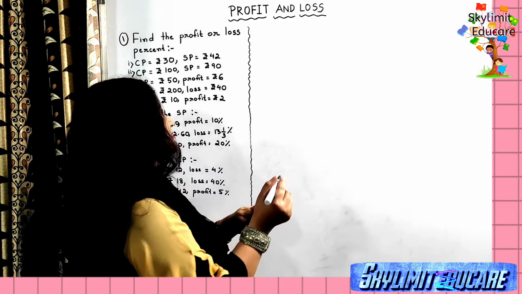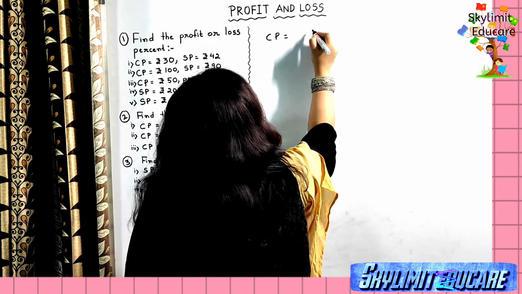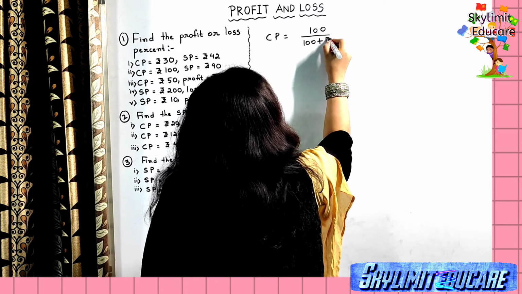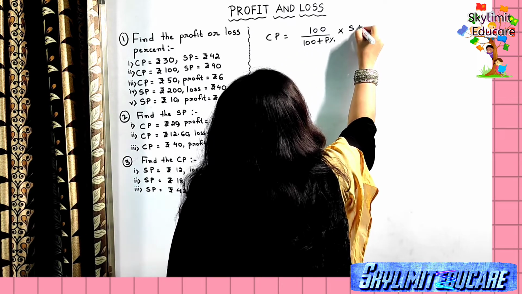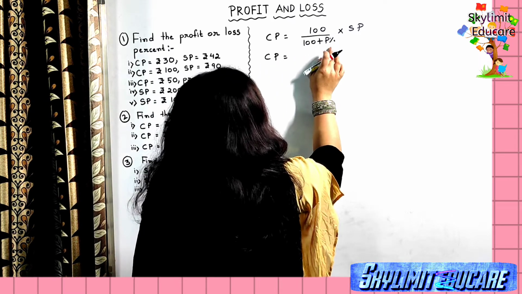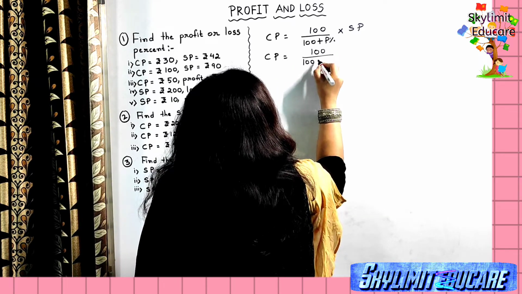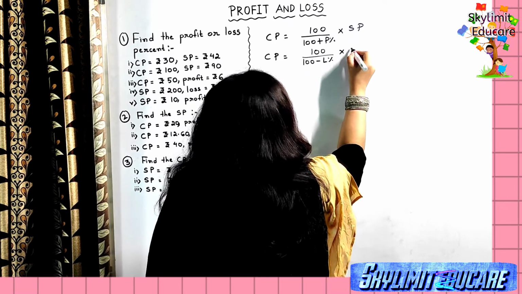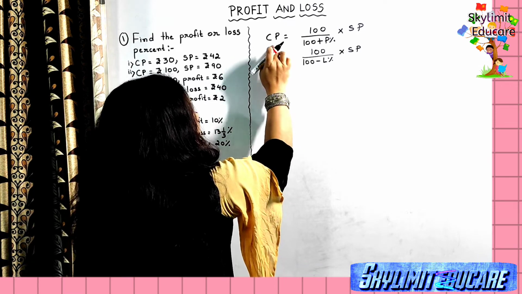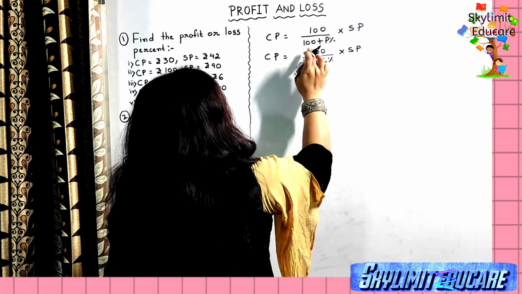Okay, so the formula for this, just write down: cost price is equal to 100 divided by 100 plus profit percent, multiplied by selling price. There are two formulas for cost price. This is when you have a profit percent, and when you have loss, it is 100 by 100 minus loss percent multiplied by the selling price. That means, students, when you have to calculate the cost price, profit percent and selling price will be given. So in the numerator you're going to take 100, then 100 plus profit percent.